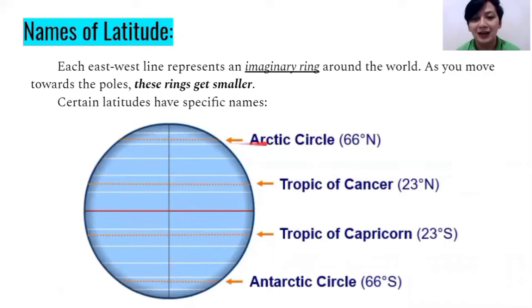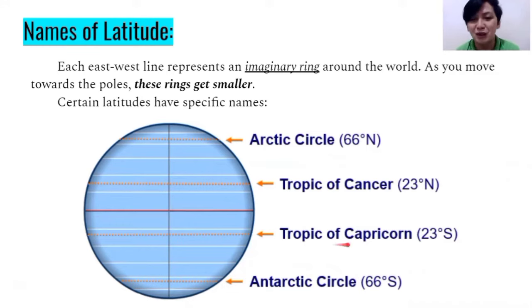So for example, at 66 degrees north, we have the Arctic Circle. This one. Kaya all of the countries located in the Arctic Circle are very cold and icy. Next, we have Tropic of Cancer at 20 degrees north. So it is located at the middle. So they have tropical climate. So equator, they have kind of hot or tropical climate.